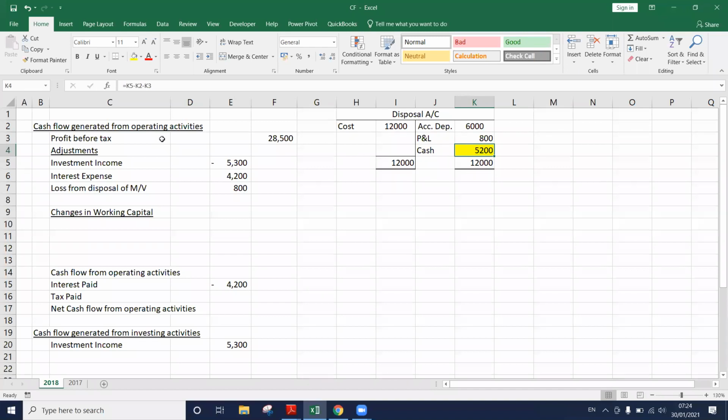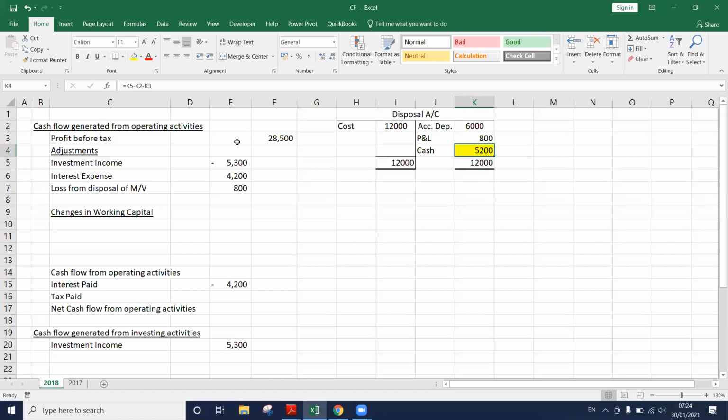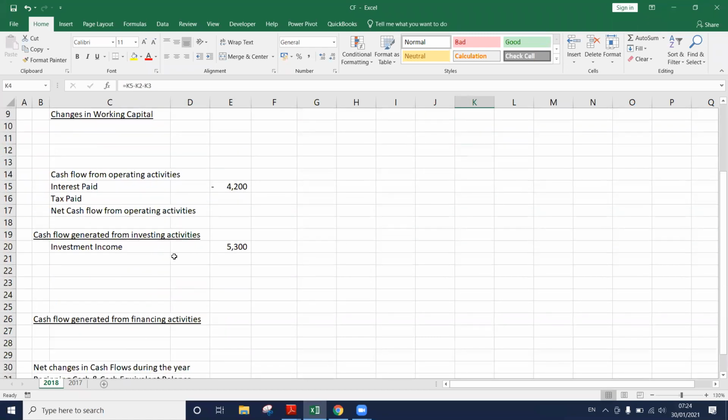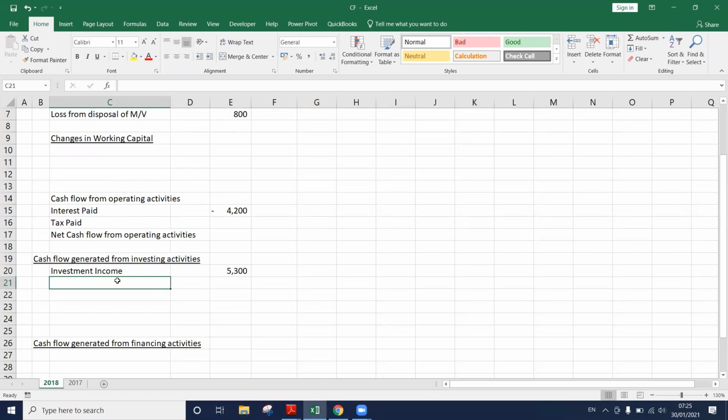Which activity? Whether this 5,200 we have generated from operating activities or from investing activities or from financing activities. This is involved with non-current assets, the cash flow which we have generated by disposing the non-current assets. Therefore, this is an investing activity, right? Sales proceeds or cash received from disposal. We have received an inflow of 5,200, right?